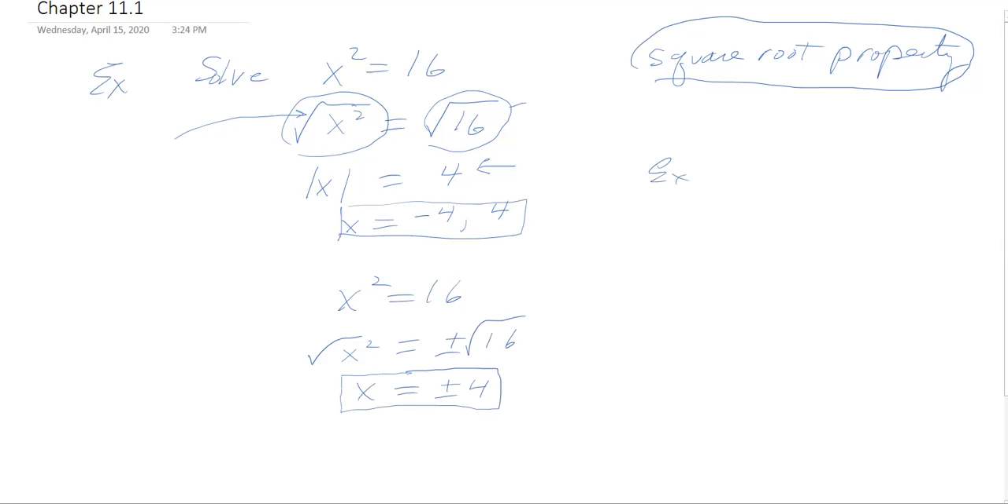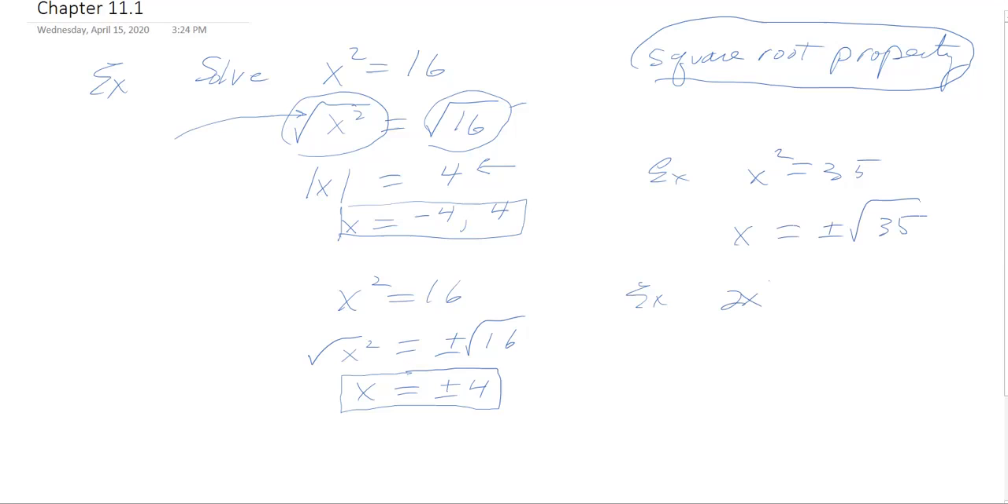So for example, let's solve x squared equals 35. Well, x will be, using our principle, plus or minus the square root of 35. So we can sometimes solve problems like this one.